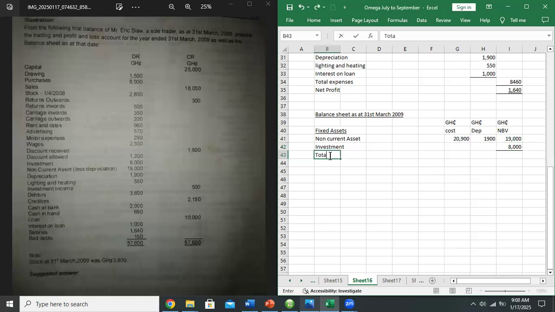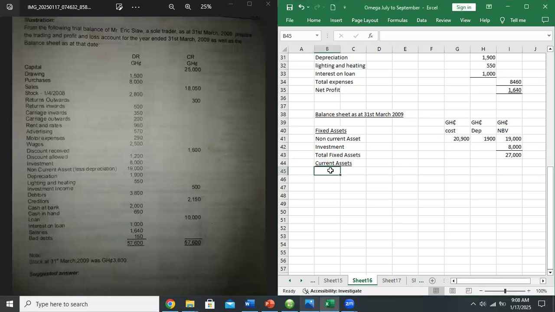So total fixed assets, that'll be 27,000. Good. After your fixed assets, you move to your current assets. And I think last time we went through the current assets. Professors, can you assist me to do the current assets? Because of our time, I would expect quicker responses.